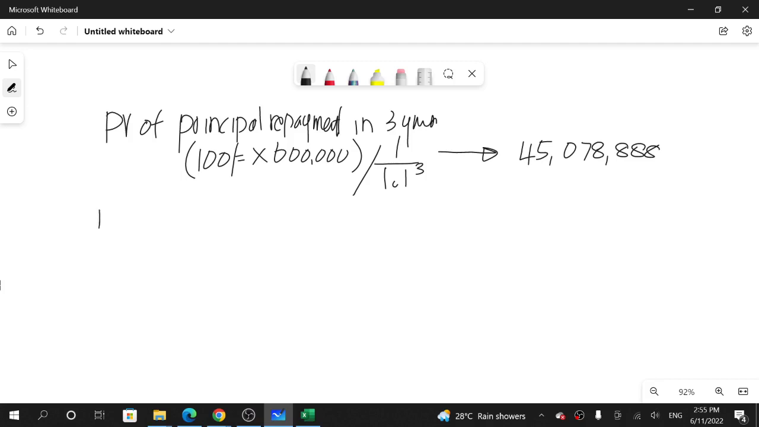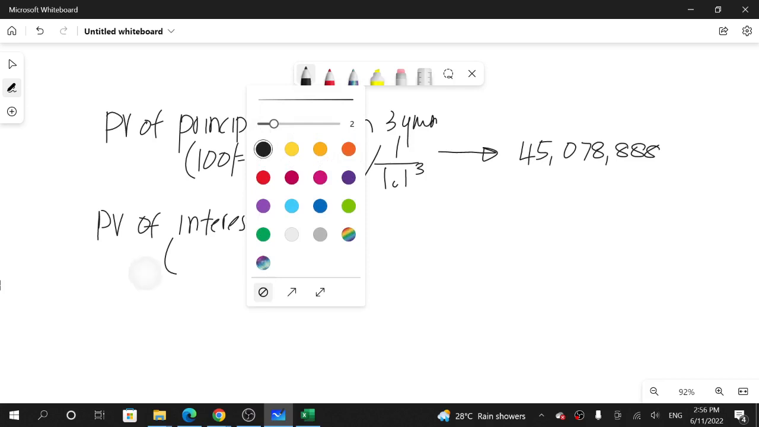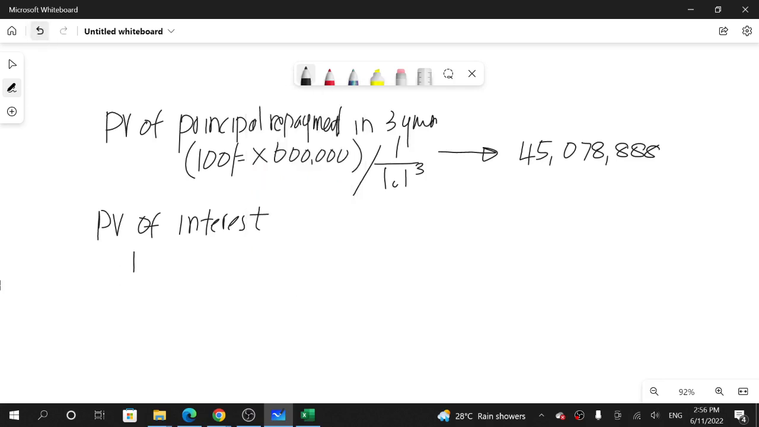Then we want to take the present value of interest. How much interest are you getting? It is a 3-year bond. Right, so you can calculate it on the first year. How much is the interest? Shall we calculate the interest separately? It's 60 million into what is the interest rate? 8%. Then it becomes 4.8 million, right? 4.8 million.